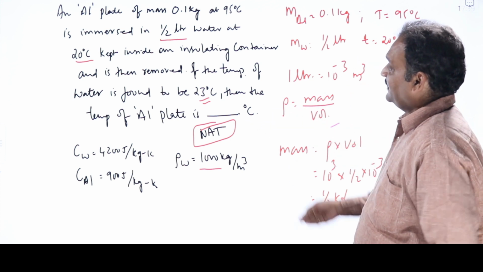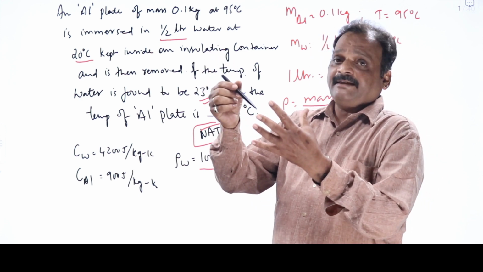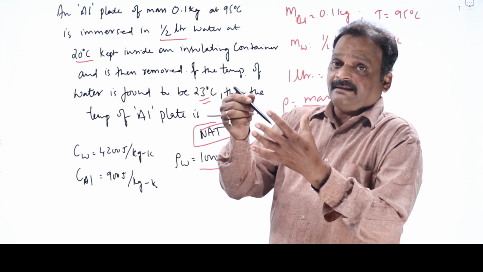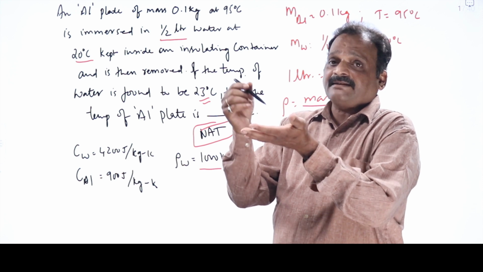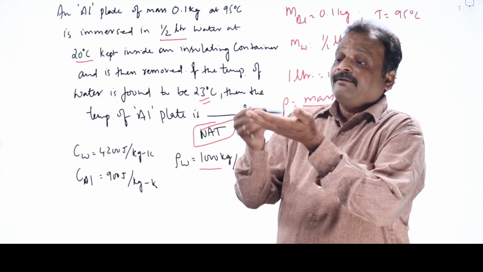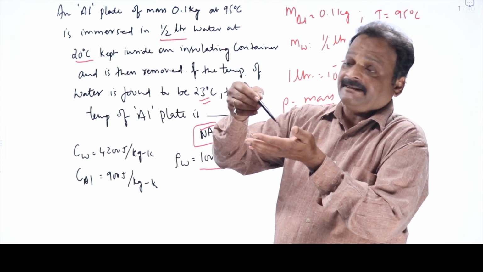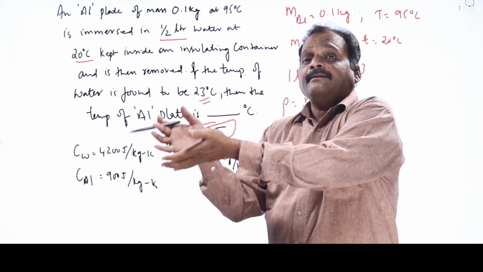Okay, now what is happening here? There is water at 20 degrees Celsius. I have immersed one aluminium plate at 95 degrees Celsius into the water. Okay, the water's temperature has increased. Why did it increase? Because somebody has given it heat energy. Where did it get its heat energy from? From the heat lost by the aluminium plate. So heat lost by the aluminium plate is equal to heat gained by water.